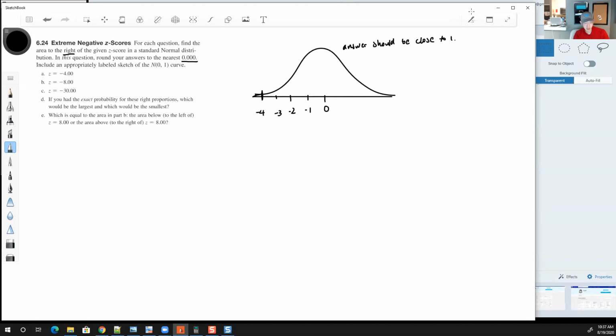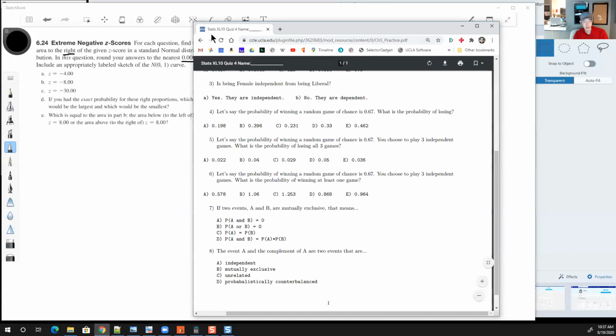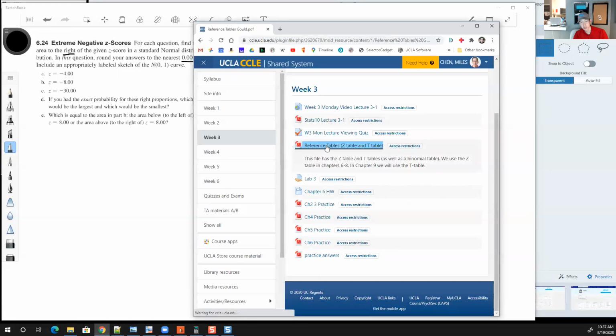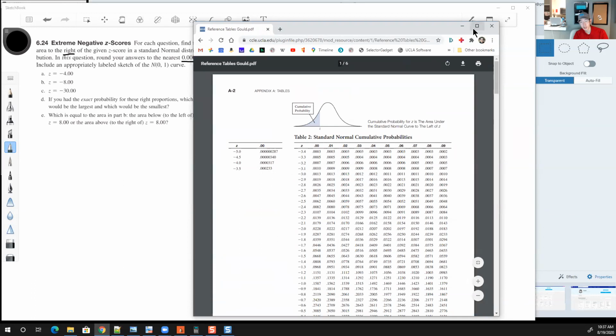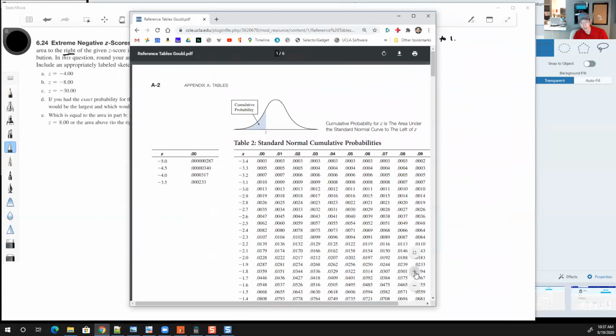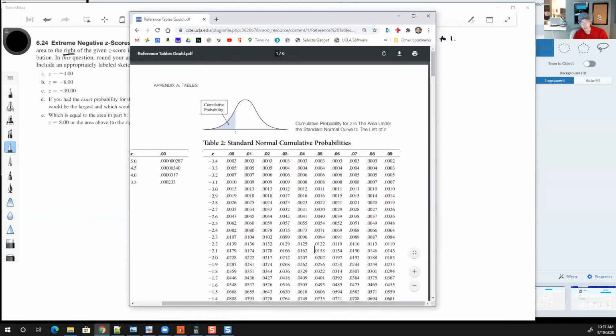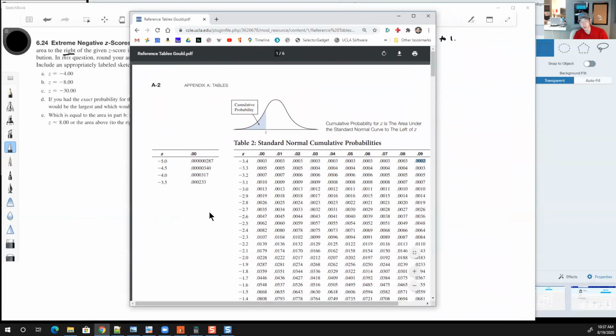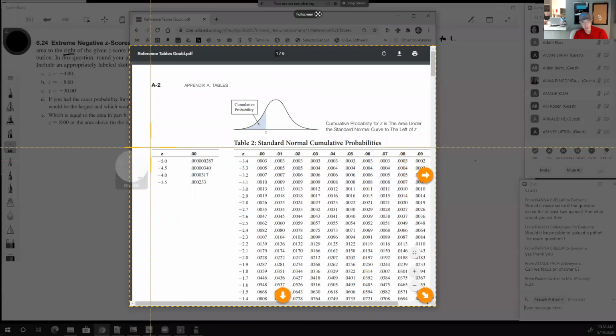All right, so let's go ahead and download our reference table, okay? And when we go to the reference table, we go, oh, you know what? The smallest number I can find, or the most negative number I can get, is negative 3.49, and it goes to 0.0002. And after that, we don't have anything, okay? But actually, there's this over here, and we're at negative 4.0. It says it's 0.00003. Okay, so I'm going to copy this little thing here.